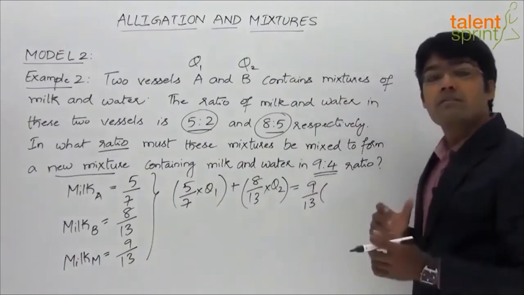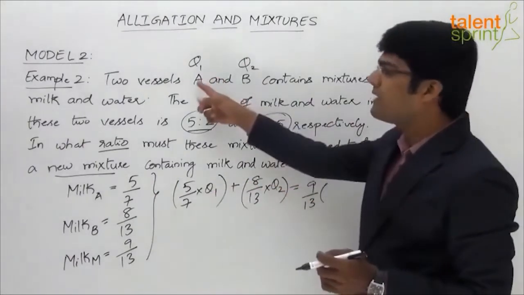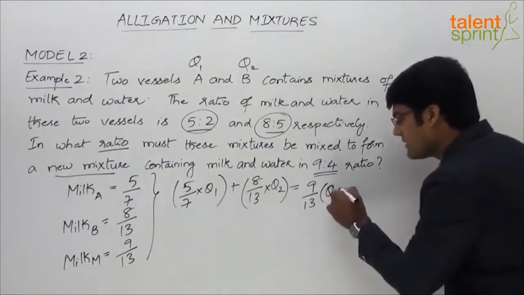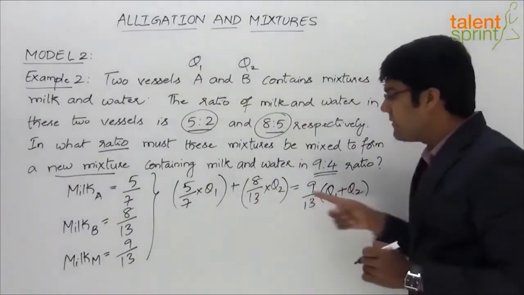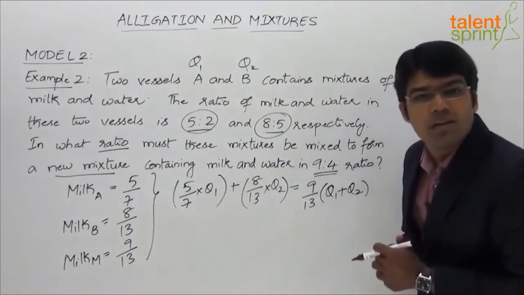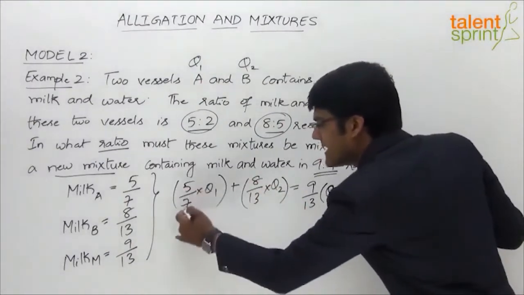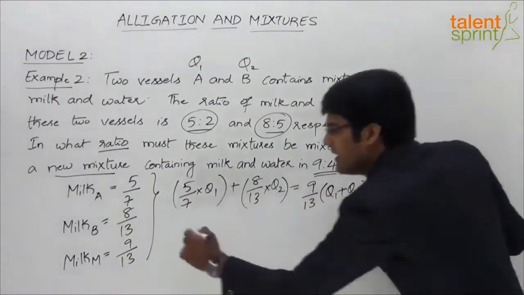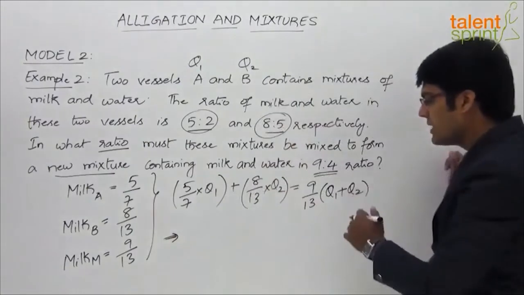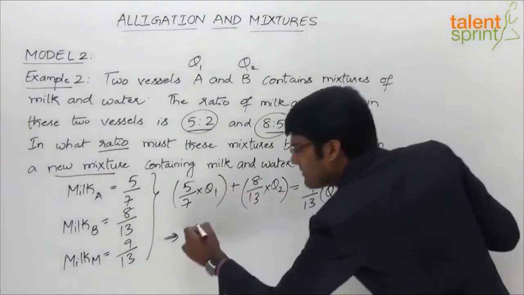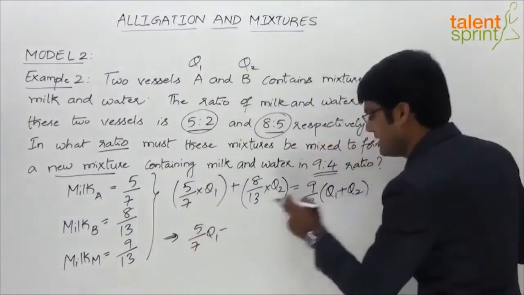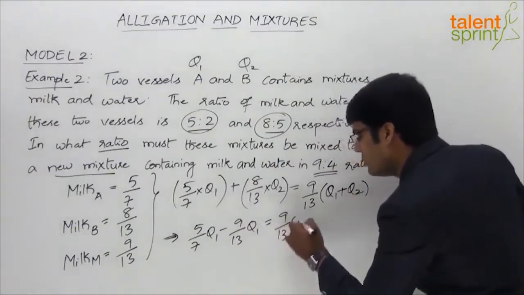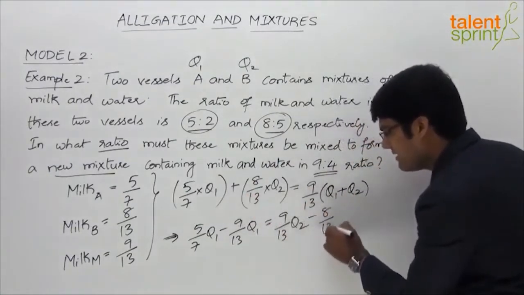Now in the final mixture the strength of milk is 9/13. What will be the total quantity of the mixture? Q1 plus Q2, because we are taking Q1 as a quantity of vessel A and Q2 as a quantity of vessel B. These two are mixed together. So the quantity of the final mixture will be Q1 plus Q2. Now even this equation can be simplified to find out the ratio of Q1 and Q2. So this is 5Q1/7 plus 8Q2/13 equals 9Q1/13 plus 9Q2/13. So if we try to take Q1 on one side and Q2 on the other side, we get 5/7 Q1 minus 9/13 Q1. This will be equal to 9/13 Q2 minus 8/13 Q2.